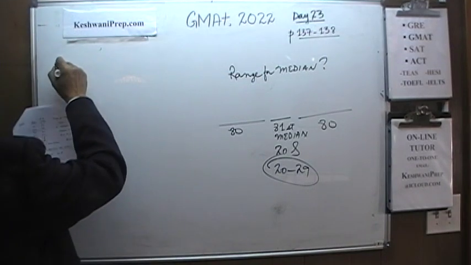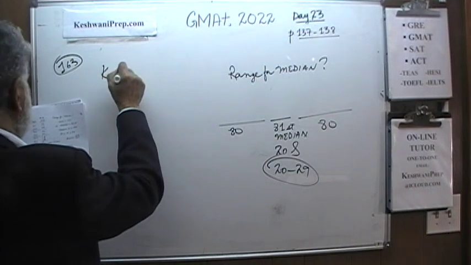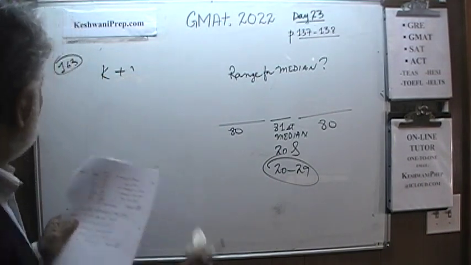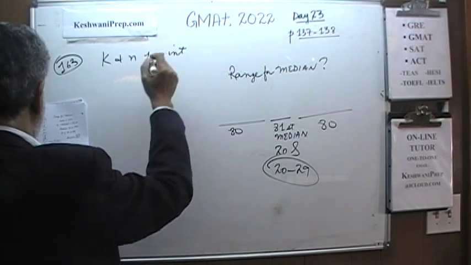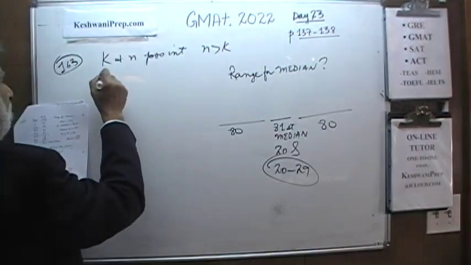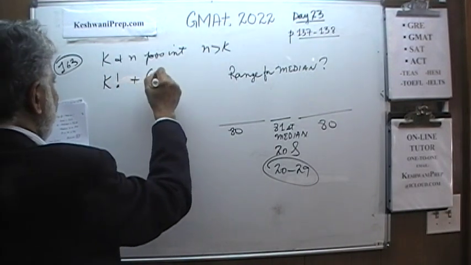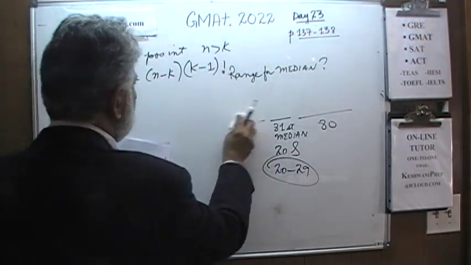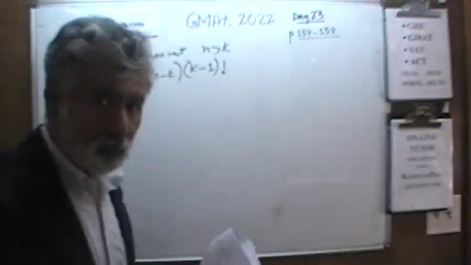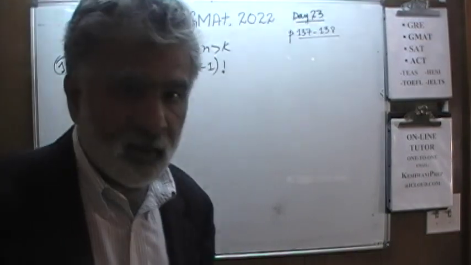163. In 163, we are told that k and n are positive integers. We are also told that k is more than n, and we are told that k factorial plus n minus k factorial... we are being asked to simplify this quantity as much as we can, and when it is fully simplified, the question is, which of these five quantities that they give us in the answer choices would match what we find.